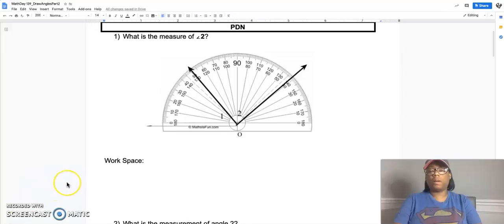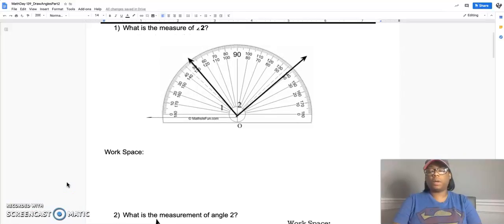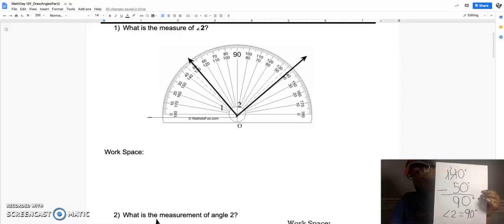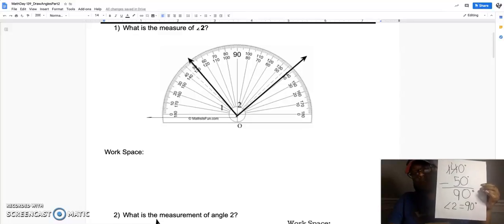Okay guys, welcome back. Question number 1. What is the measure of angle 2? We already know how to do this, so this is going to be simple. 140 take away 50 equals 90. The reason why we chose subtraction as our order of operation is because we wanted to know the difference. What was the difference between 50 and 140? Well, when we subtracted, we found it out.